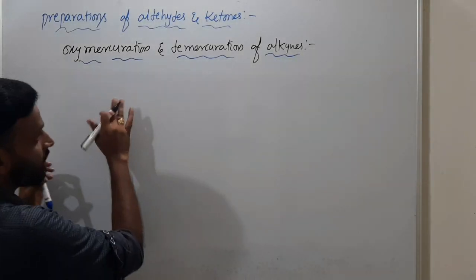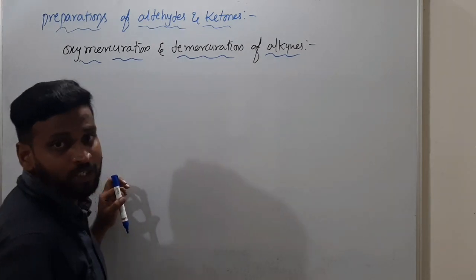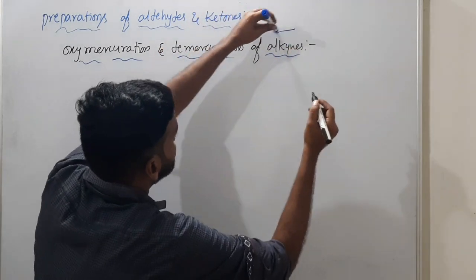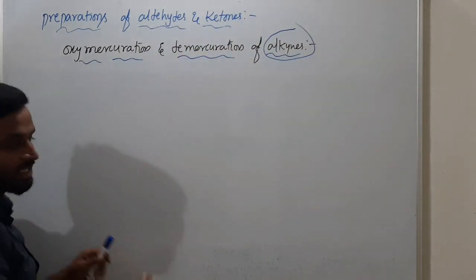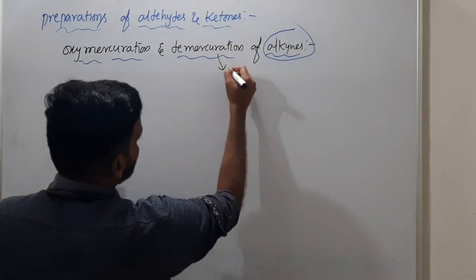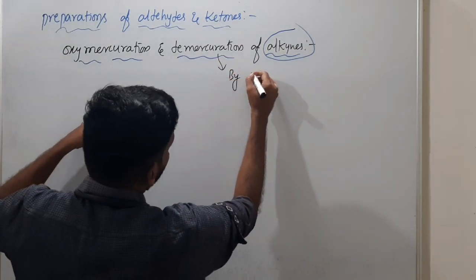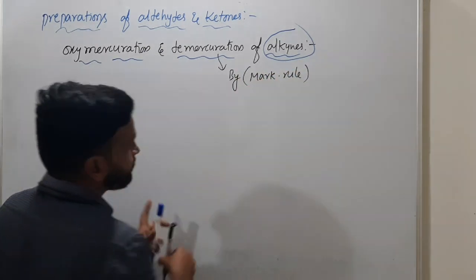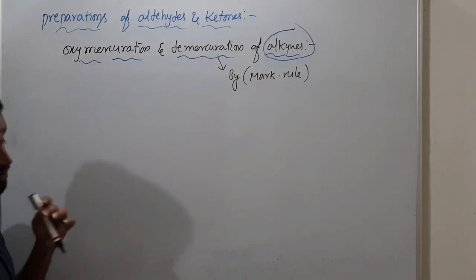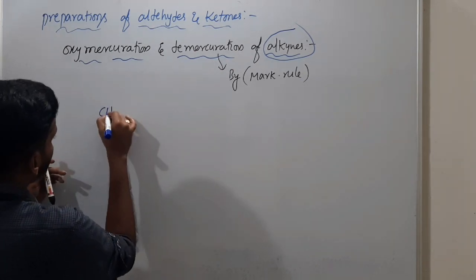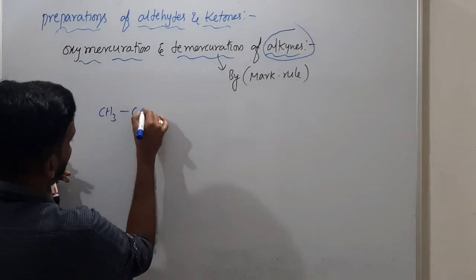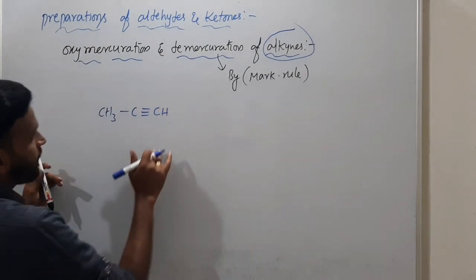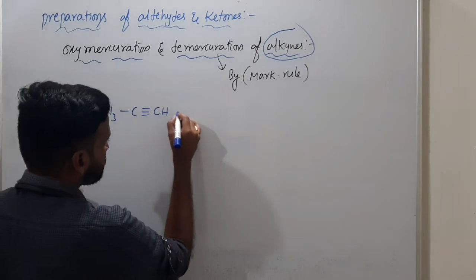Now we are doing it for what? For the preparation of aldehydes and ketones by using alkynes. By using what? Alkynes. So you remember, I think, this is by the Markovnikov rule. Correct? By what rule? Markovnikov rule. So very important. So the same example I will take, CH3C triple bond CH, and oxymercuration means, correct? So I am writing both.